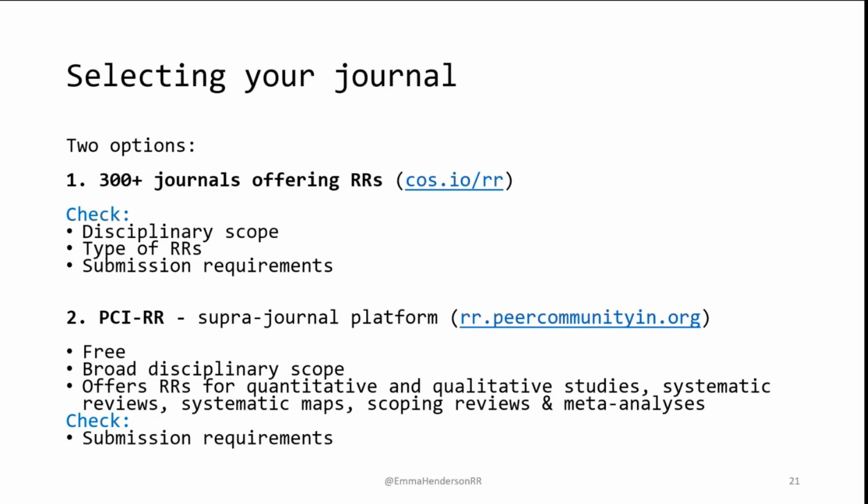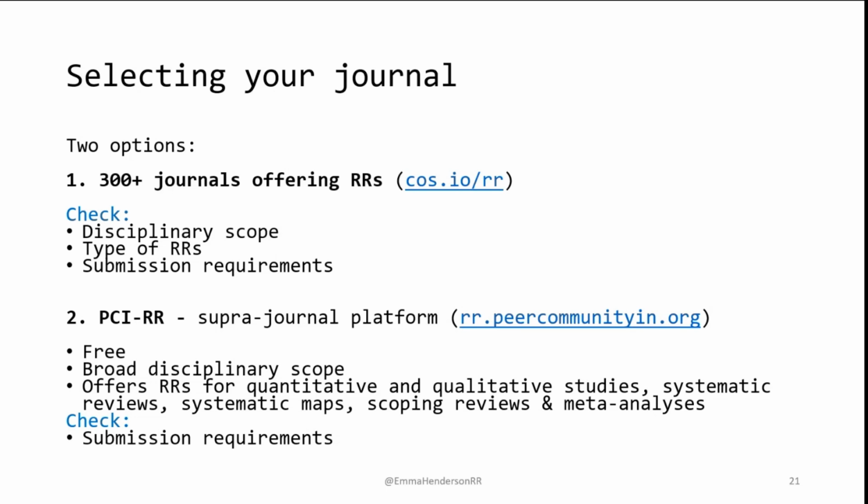There's a range. You can do them for a meta-analysis, for a systematic review. So you'd want to check that the journal accepts the type of registered report that you want to do. And then you'd look at their submission requirements. So things like, do they have rules on power analysis and things like that? So that can help you select which journal you want to submit to.